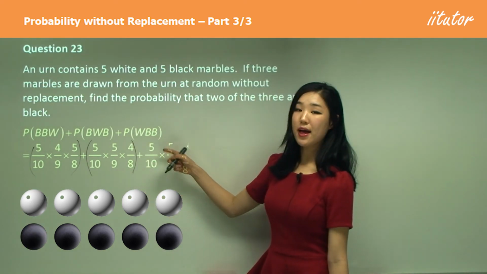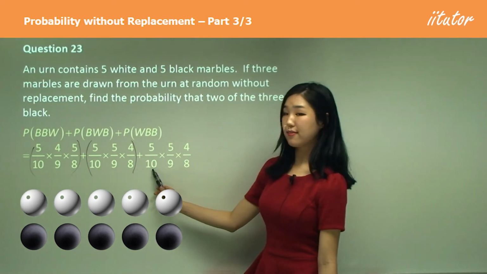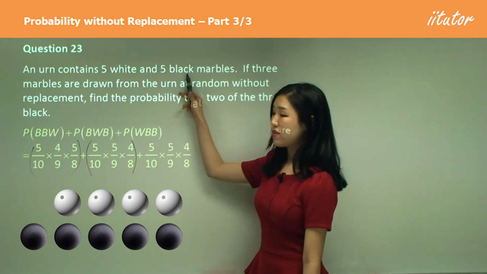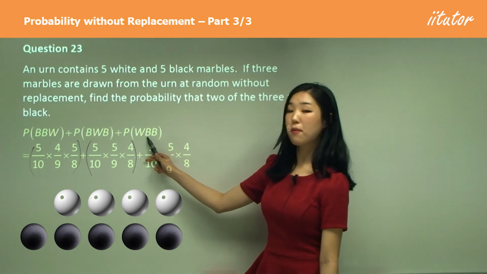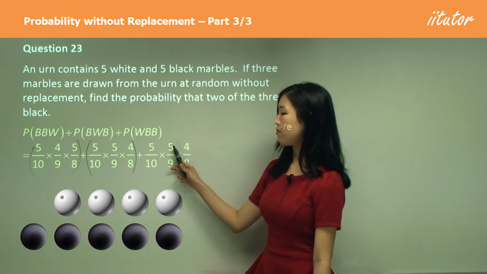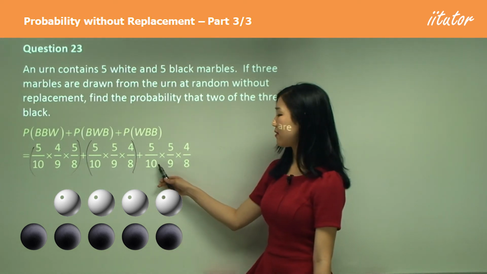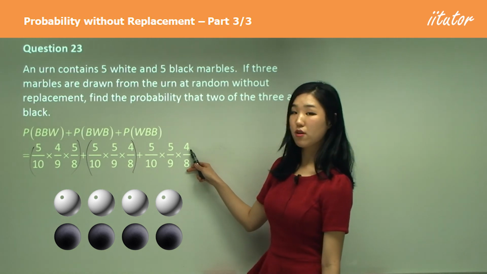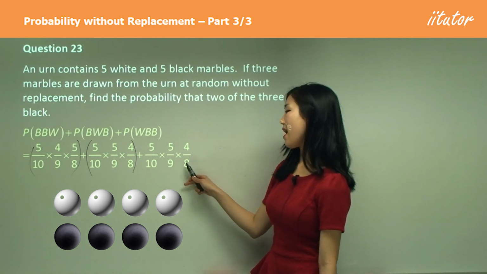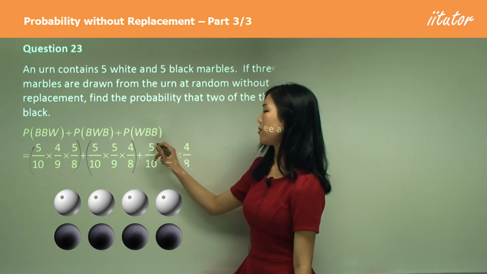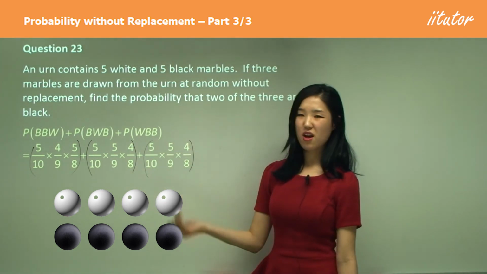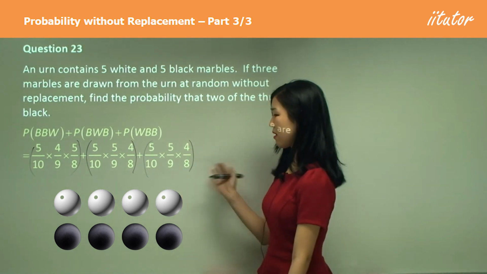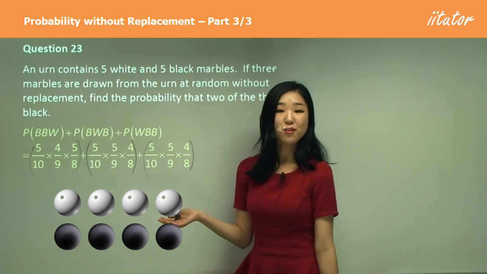And white, black, black, there's 5 out of 10 whites and 5 out of 10 blacks for the second one, but we've already picked one, so it's going to be 5 out of 9, 1 less than 10. And for the next black, we'll have 4 blacks left out of 8 because we've already picked 2, so we'll have 8 left to choose from. So I don't have to really explain that too much, right? That's pretty much it. You guys can calculate it all.